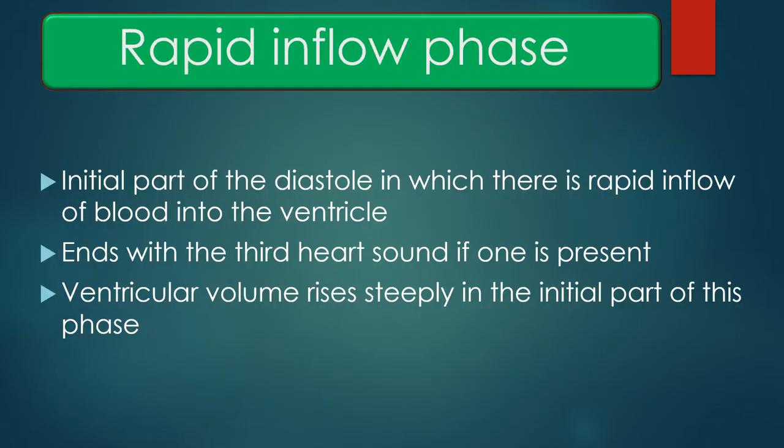Rapid inflow phase. The initial part of the diastole in which there is a rapid inflow of blood into the ventricle is known as rapid inflow phase. It ends with the third heart sound if one is present. Ventricular volume rises steeply in the initial part of this phase.